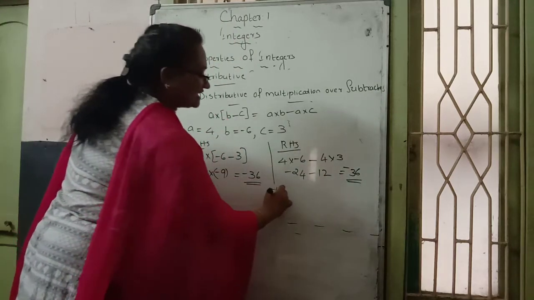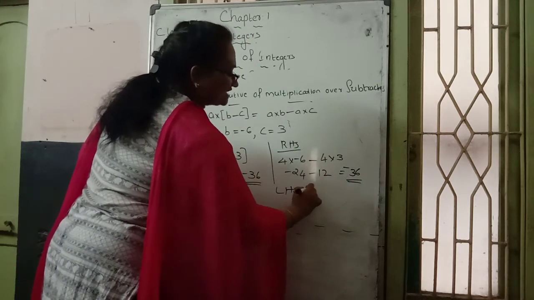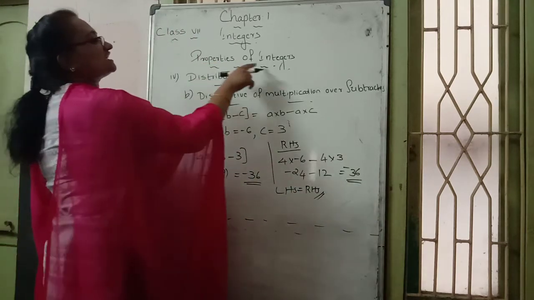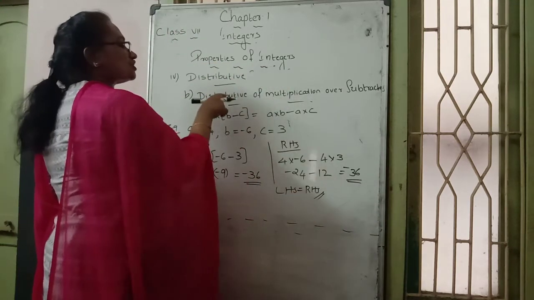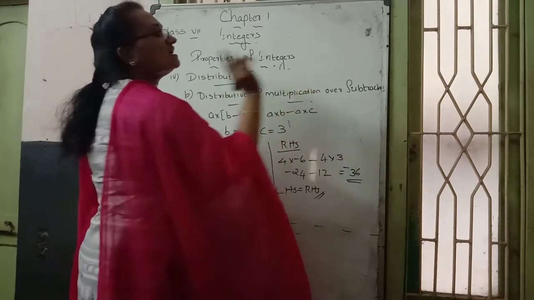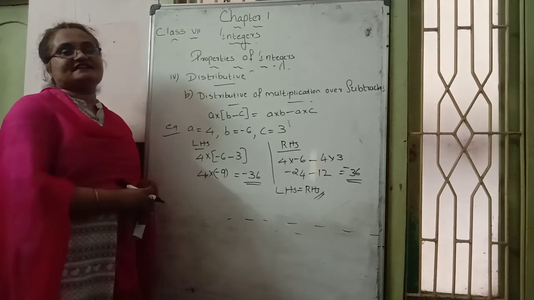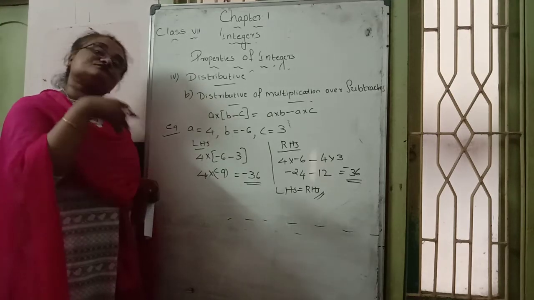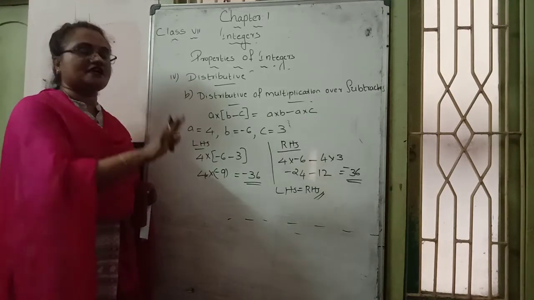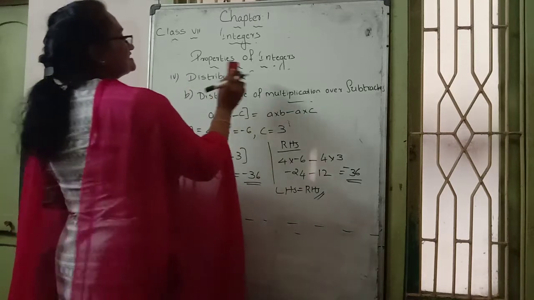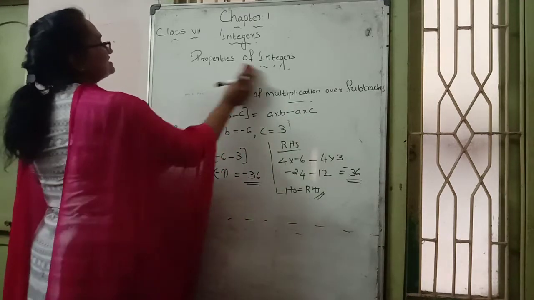See, left hand side LHS and RHS are equal only. I hope you can understand. So what we can say: integers are distributive of multiplication over subtraction, this case also it satisfies. I hope you can understand. These are the properties. Then next, division case. Now multiplication case only we are discussing. The next exercise, go through the exercise.